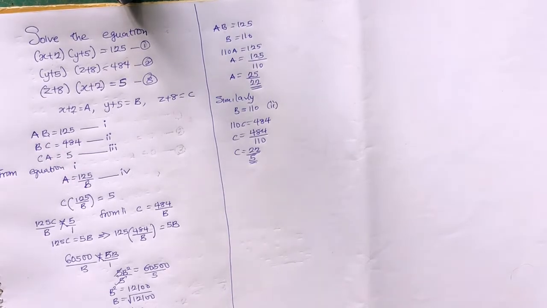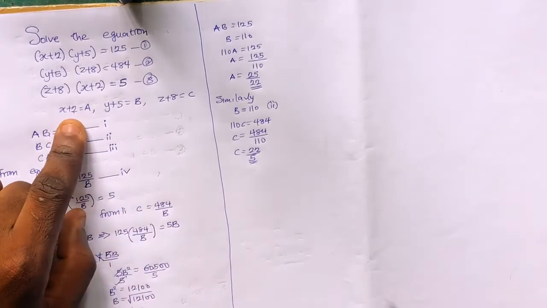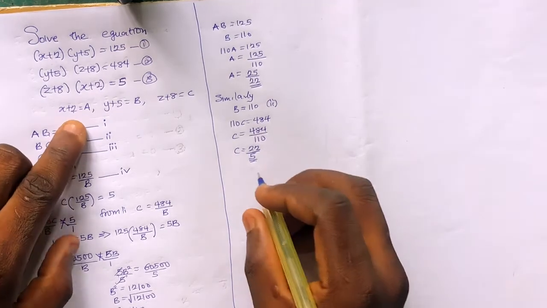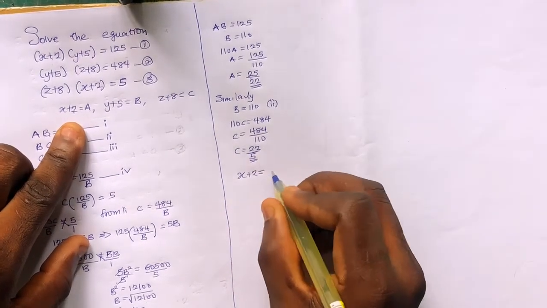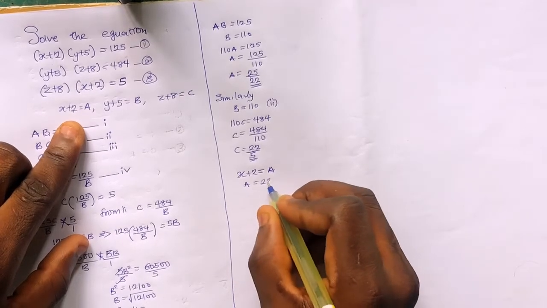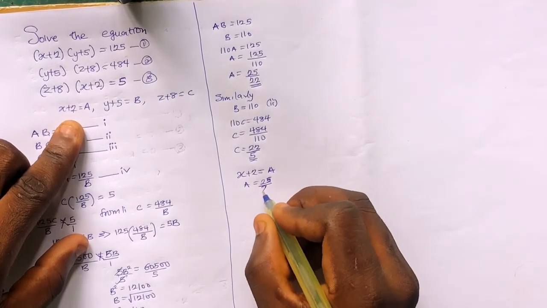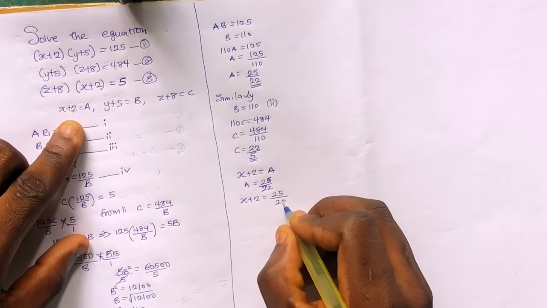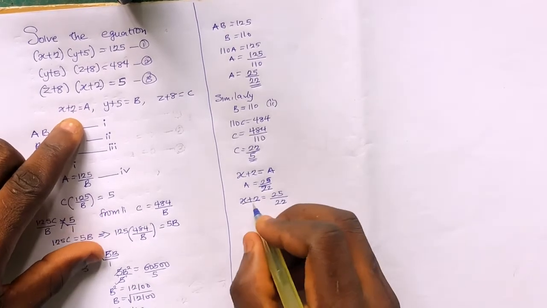But if you look at the question given to me, I was given the question in form of x, y, and z. So in this case, I need to find the value of x, y, and z using the value of a, b, and c. Hope you are following now. Then I can simply go back to my representation, x plus 2 equals a. And a is 25 over 22. So here we're having x plus 2 equals 25 over 22. Can you see it?